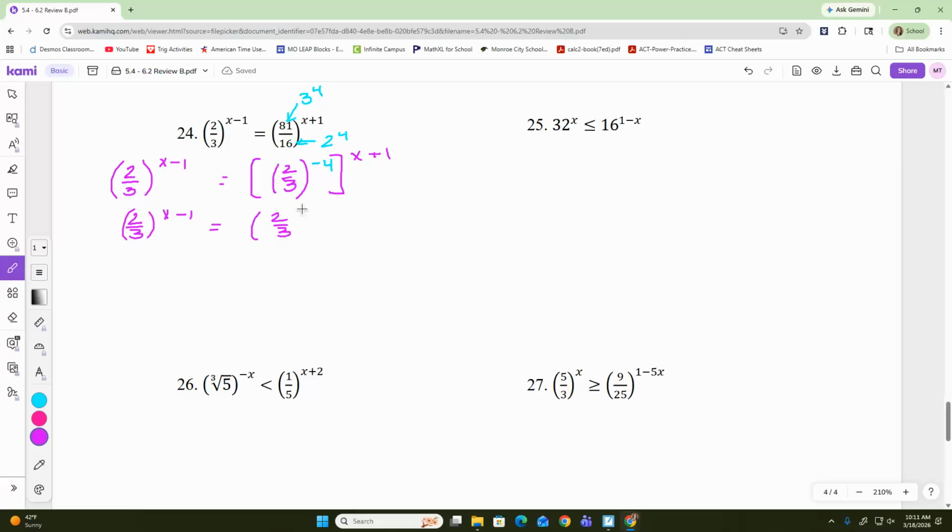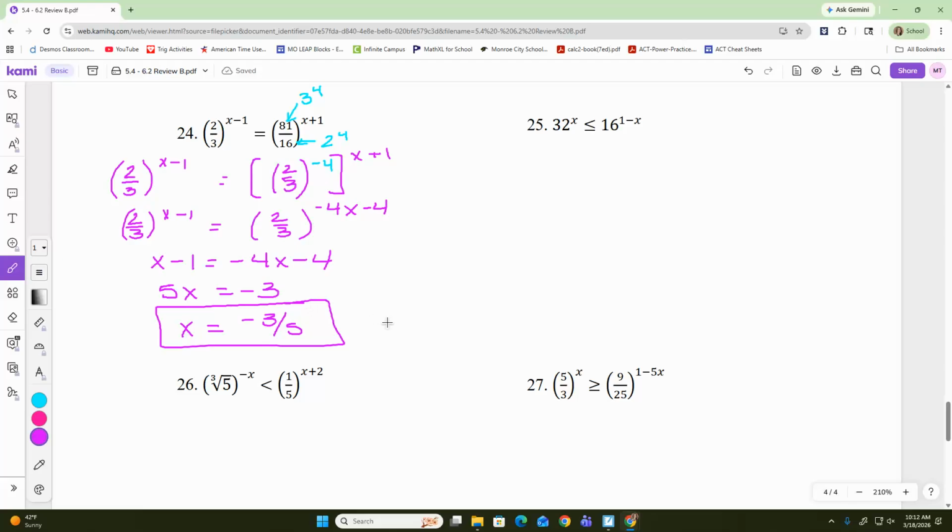Power to a power, what do we do with those exponents? Multiply. Now we have the same base on each side, so we can drop the base and set the exponents equal. So if I add over my 4x, add over my 1, and divide, we get -3/5. And again, you can always check these just by plugging them back in.